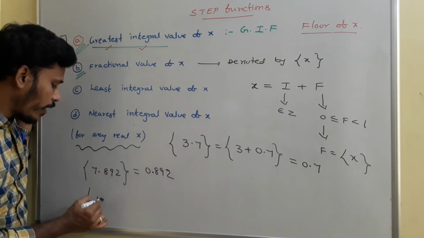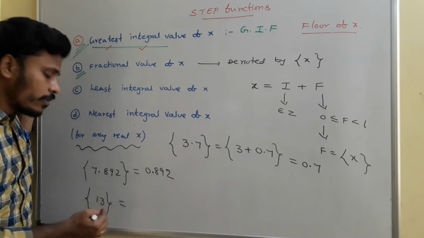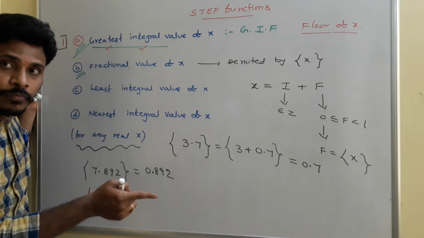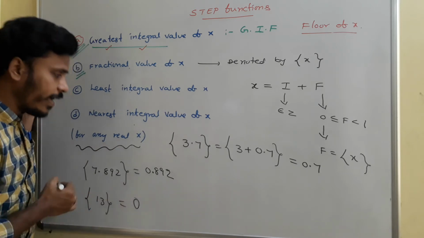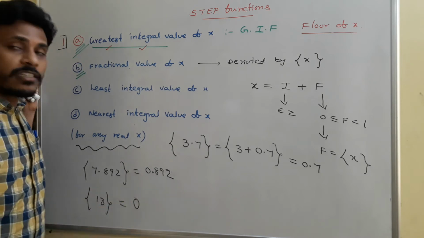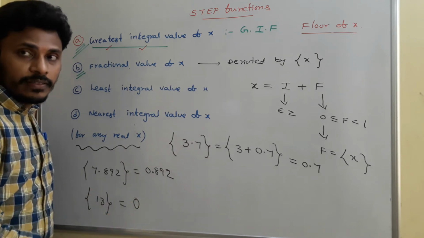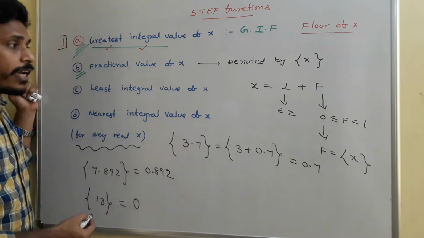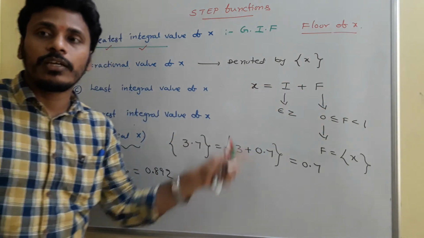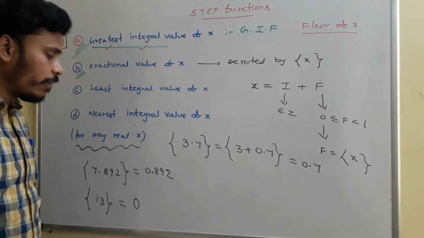What do you say about the fractional value of 13? For 13 we just express it like 13 plus 0, so its fractional value is directly 0. For integers like 13, the fractional value is 0, nothing more than that. Why? Because 13 can be expressed like 13 plus 0. 13 itself is the integer, and that 0 will become the fractional part.